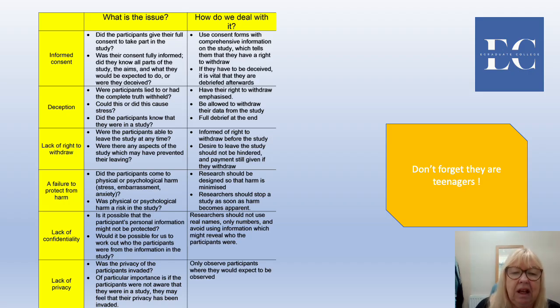I've done a list of the classic sort of ethical issues that everybody looks at, and this follows the writings of the British Psychological Society as well, the BPS. Okay, so the major issues that you need to think about are informed consent. And I've got a description of the issue here. Did participants give full consent? Was it fully informed? Did they know what it was all about?